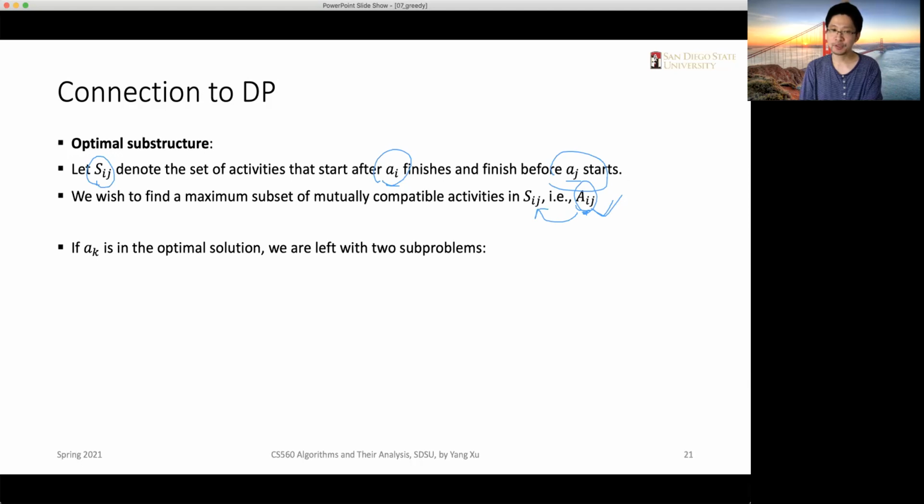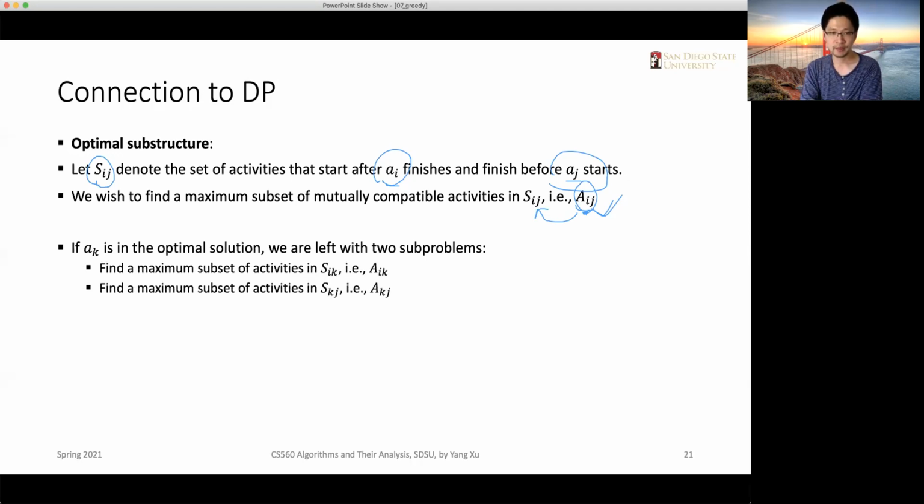So actually, we are left with two sub-problems, just like the way we divide the problem for the matrix chain multiplication, right? So we need to basically consider two ranges. One is to the left of k, and the other is to the right of k. Assume that Ak is already in the solution. Then we first look at the left range, which starts after Ai finishes but finishes before Ak starts. This Sik is the left range, and this Skj is the right range, which starts after Ak finishes. Let's indicate the solutions to these two ranges as Aik and Akj. Given Ak, we have split the original problem into two sub-problems.